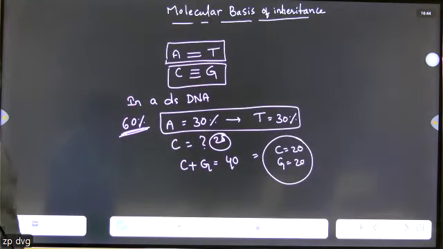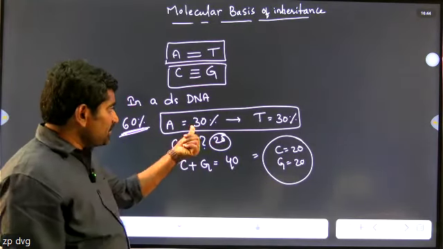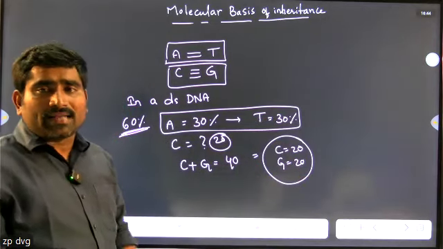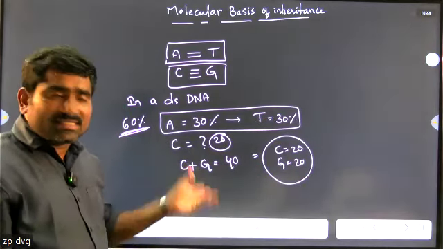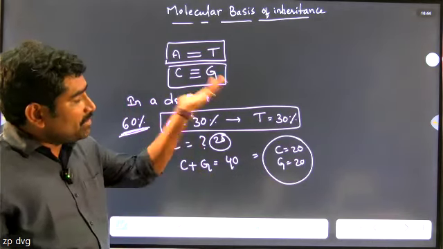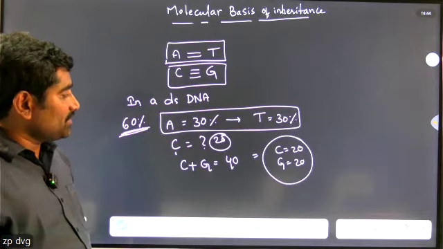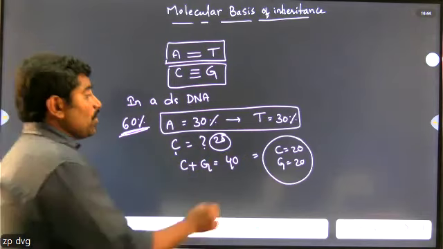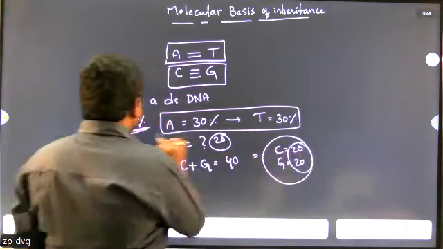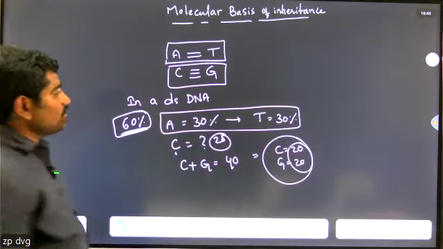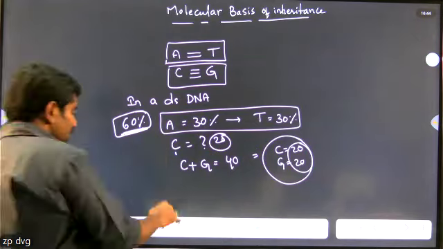If adenine percentage is 30, it means thymine also will be 30, because adenine is always paired with thymine. So the remaining cytosine is 20% and guanine is 20%. Guanine and cytosine together are 40% and this is 60%. 30 plus 30, 60%. This is the concept. So this is called the Chargaff rule.